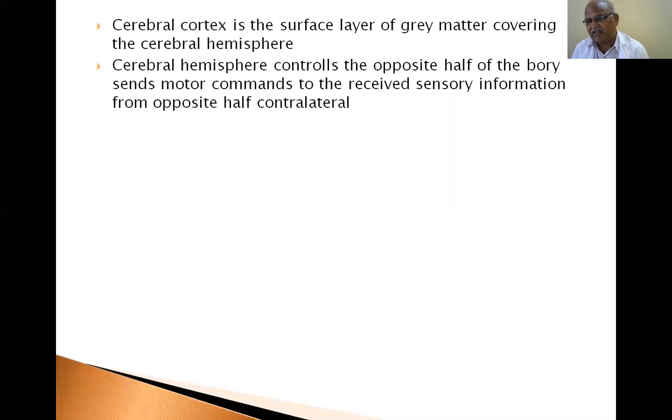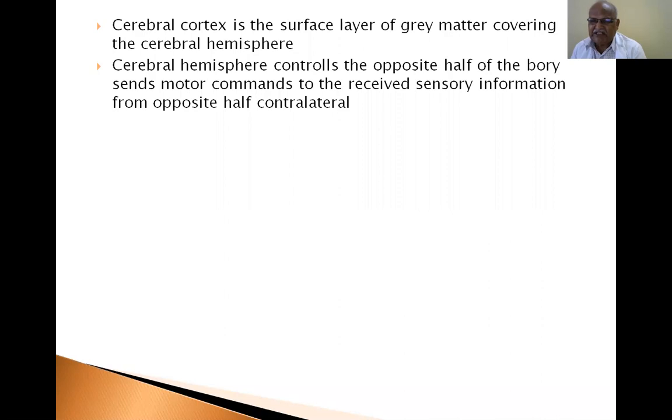Now, sensory means towards the center. Motor means from the center to the periphery. So, from the periphery, sensory impulses go to the sensory cortex in the opposite cerebral hemisphere. For example, right side sensations go to the left cerebral hemisphere, and left side sensations go to the right. So, contralateral. Motor impulses coming from the cerebral cortex go to the opposite half of the body.